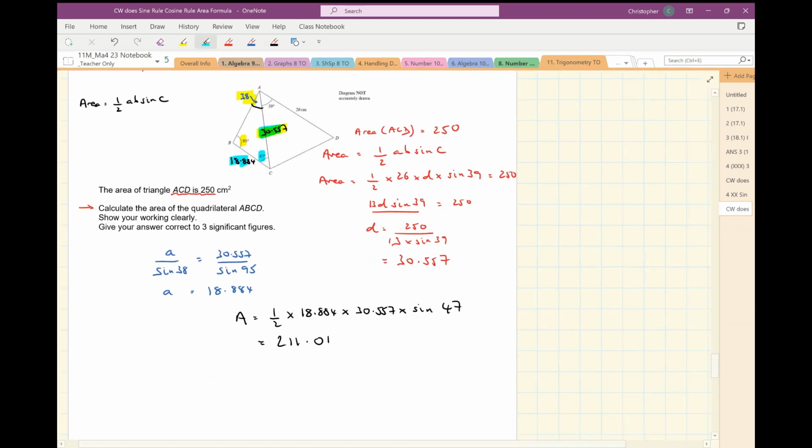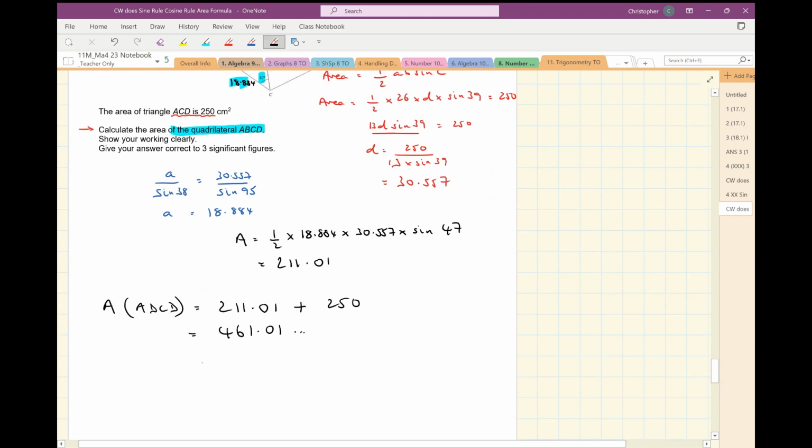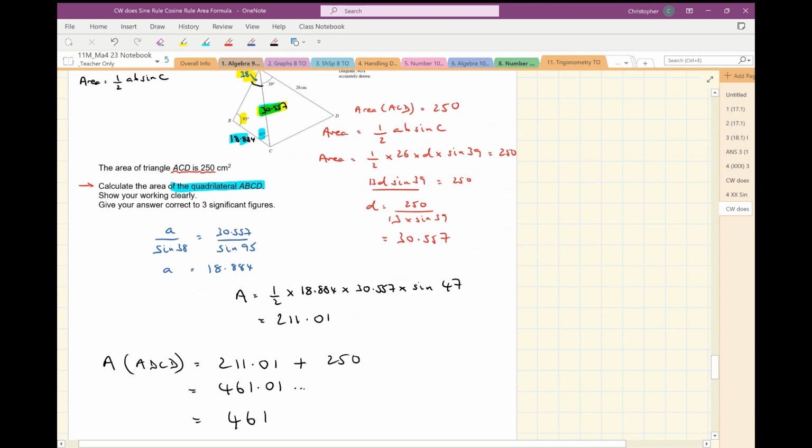Now the question, of course, was to calculate the area of the whole thing. So the whole thing, the area of the quadrilateral A, B, C, and D is going to be the area of the left-hand triangle plus the area of the right-hand triangle. 461.01 and so on, and I'm asked to give it correct to three significant figures, so it's going to be 461.